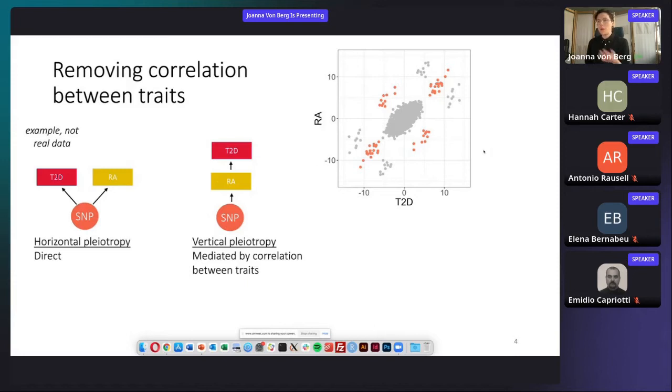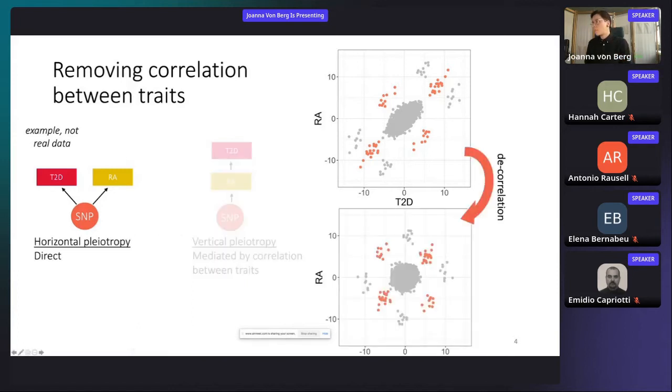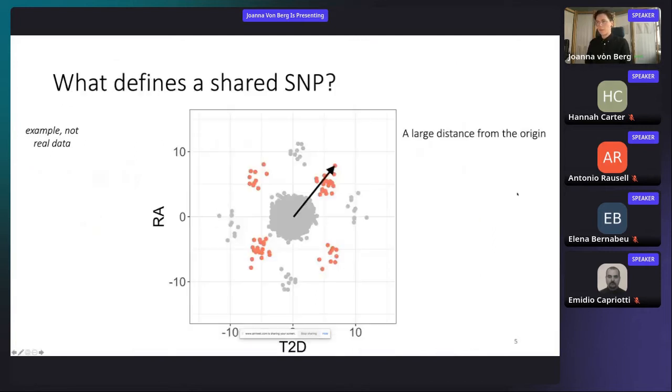And because we were only interested in the direct pleiotropy, the horizontal, we perform a decorrelation transform, also called a whitening transform, where we use the covariance matrix to correct for the correlation between the traits, and then this is what we end up with, uncorrelated data. So we first do that, and then we will only find horizontally pleiotropic SNPs and not vertically pleiotropic SNPs.